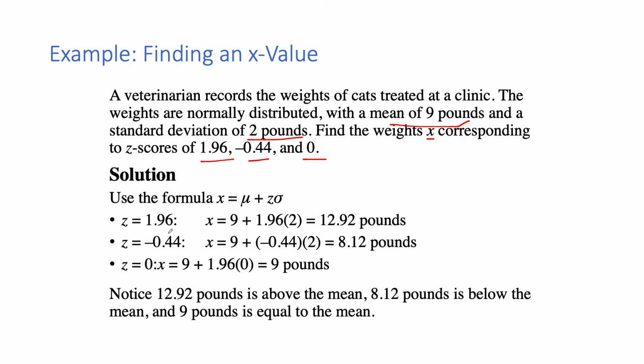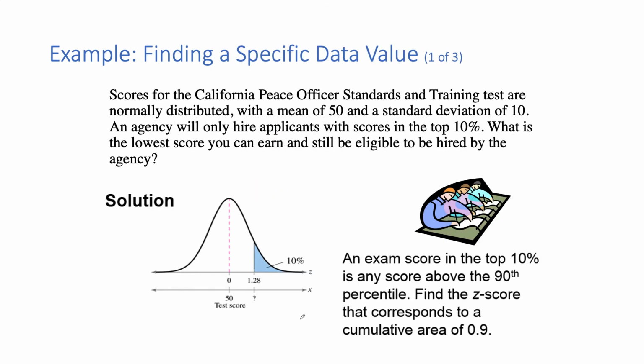Use the formula. So when z is 1.96, then x will be mu, which is given to be 9 pounds, plus the z, which is 1.96 in this case, times the sigma. Sigma in this case is 2 pounds. So it's 9 plus 1.96 times 2, or 12.92. When z is negative 0.44, then x will be 9 plus negative 0.44, the z value, times 2, the standard deviation, and so on. So this is just how to use the formula and where to plug in what. But that's not that important.